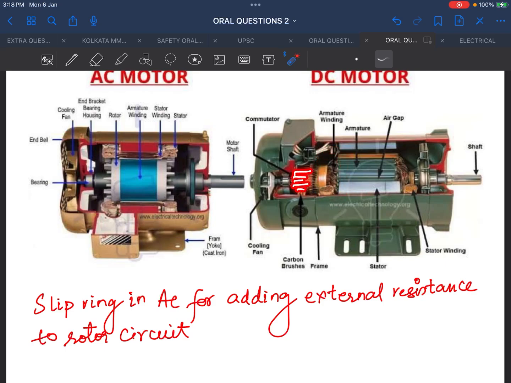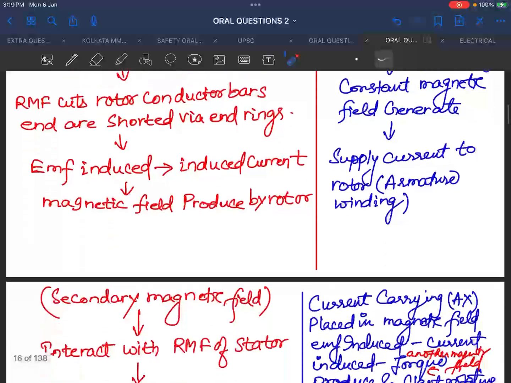You see there are copper stripes. This is basically the commutator, and here the carbon brushes are fitted on top of the commutator, and the commutator is fitted on the shaft of the rotor. And there is an air gap between them. This is the armature, this is the shaft. Armature winding is there for the stator. So this is basically the whole construction of the DC and AC motor.